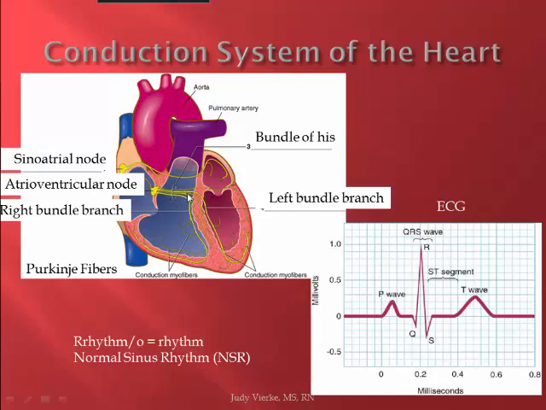From there, it goes through the bundle of His. It goes through the right bundle branch to the right ventricle and to the left bundle branch for the left ventricle. And then these little accessory fibers on here are called Purkinje fibers, which help get the message to every cell of the ventricle. Don't stress over this too much, but you should be familiar with the terms sinoatrial and atrioventricular, as they're good medical terms.